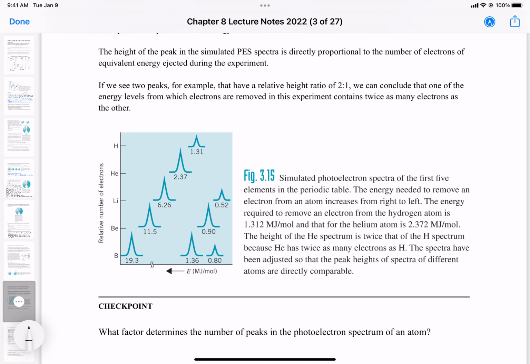Now, when we go to lithium, we see two peaks. We see a peak of the same height as the peak in helium, so that represents the s orbital electrons.